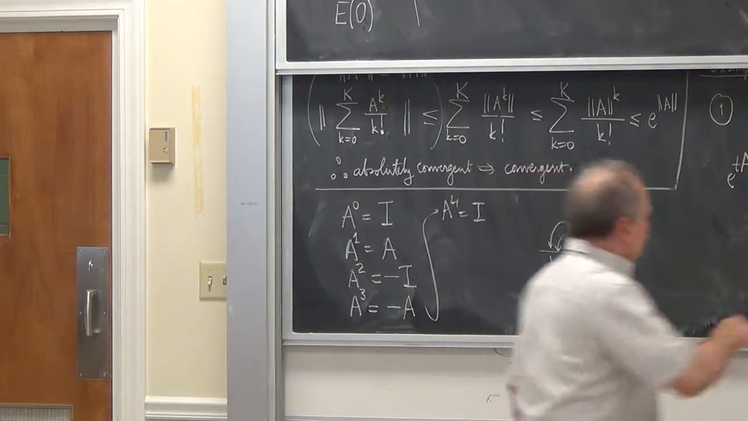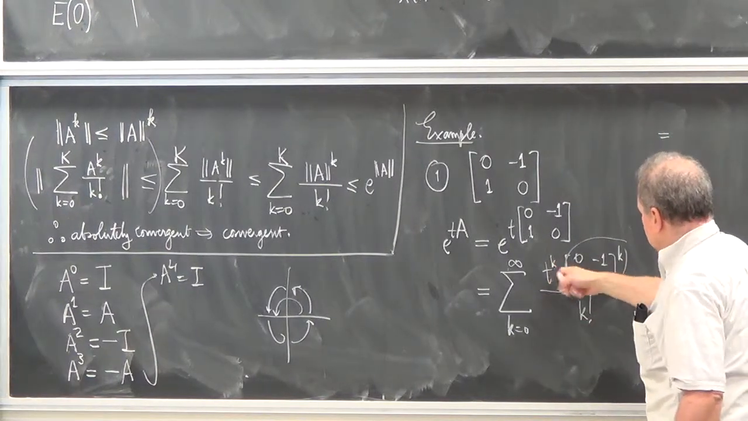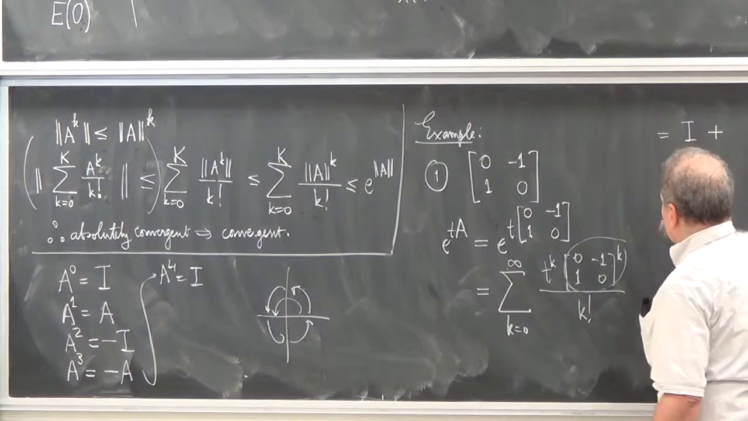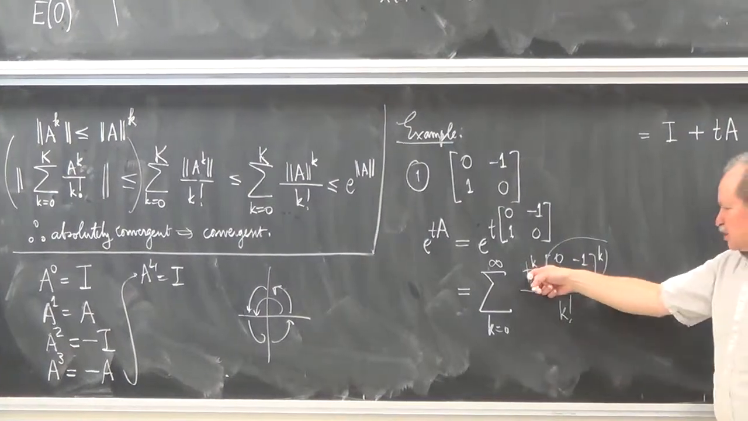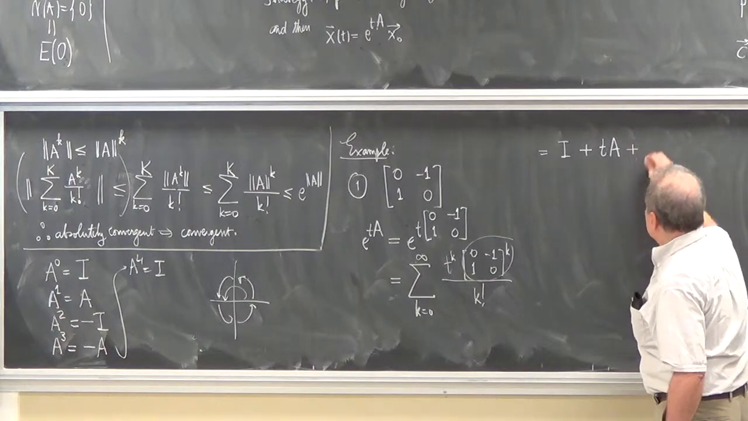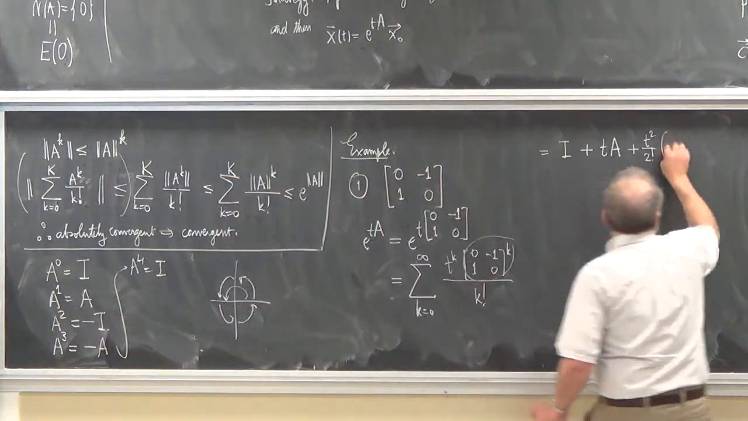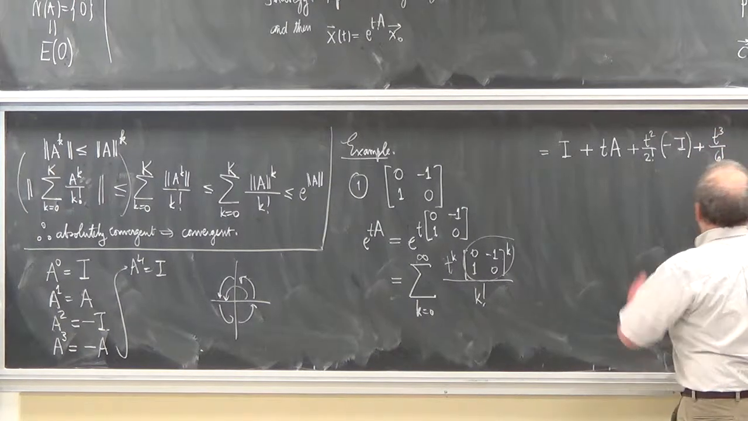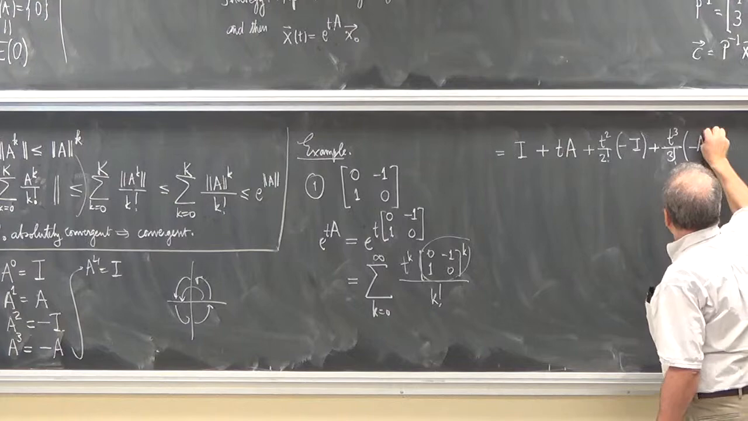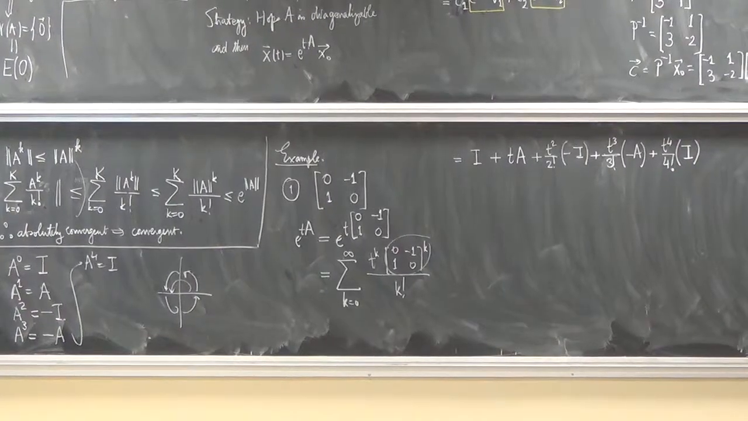So this thing is going to be giving me 4 different kinds of animals. If I start off with k equals 0, I'm going to have the identity matrix times t to the 0 over 0 factorial. Then I'm going to have t times A, and k is 1, t to the 1 over 1 factorial. What happens when k is 2? I have t squared over 2 factorial times A squared. Then t cubed over 3 factorial times matrix cubed, which we said was minus A. And t to the 4th over 4 factorial times matrix to the 4th, which we said was I.